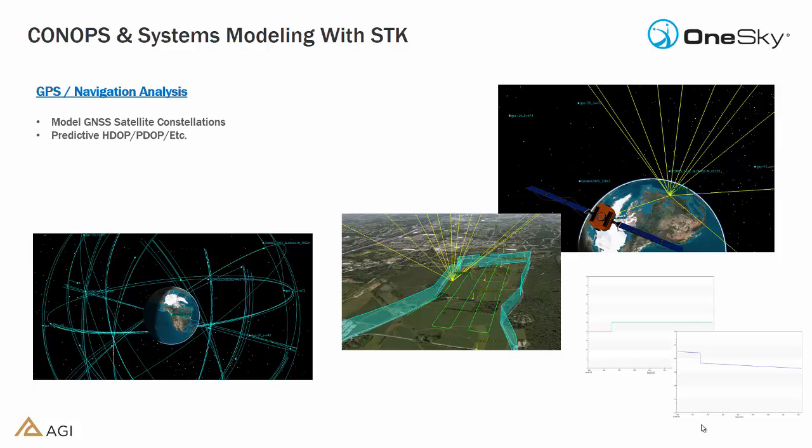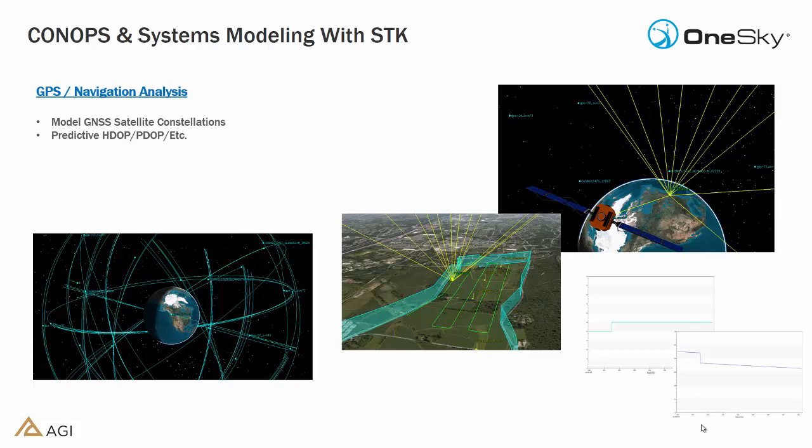STK and AGI's heritage really started with satellites. So we can really accurately model and predict positions for any of the GNSS constellations that you might be using. So GPS and GLONASS and IRNSS and whatever else you may be considering. Bringing in highly accurate predicted orbital information for those satellite systems and being able to look at things like what would be the expected number of satellites available to your aircraft.